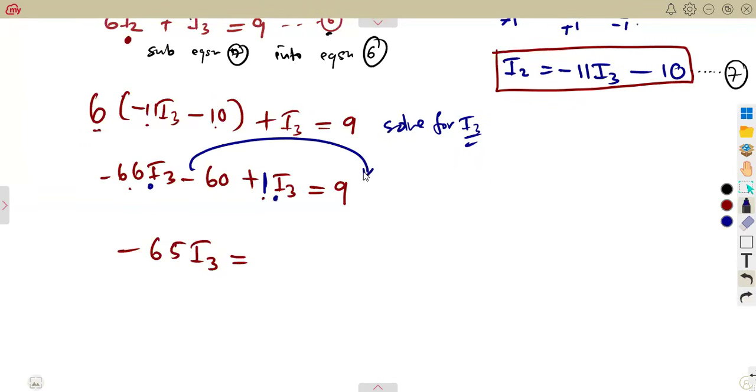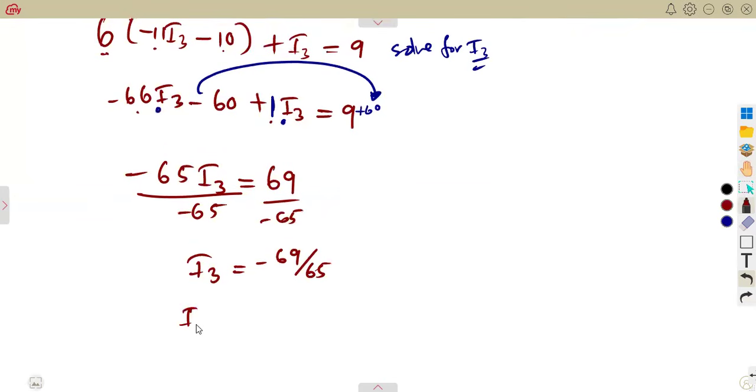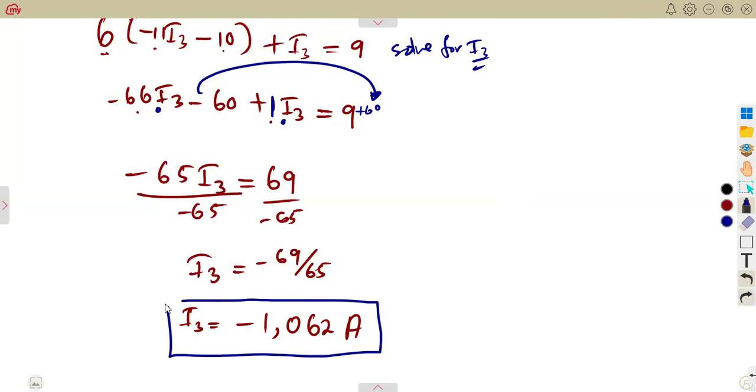transpose the negative 60 to this side of the equation. It was a negative, so it's going to be a positive. So that's positive 69. So you can divide by negative 65 on both sides. That means we have got I3, which is negative 69 over 65. All right, so that's our I3, or you can write it as a decimal. I3 will be equal to negative 1.062 to 3 decimal places. That is our current I3. So as you can see, that is exactly the value that we obtained for our I3 using those determinants.